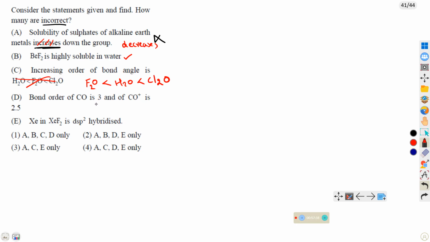Bond order of CO is 3 and bond order of CO plus is 2.5. This is also a wrong statement. Bond order of CO is 3 but bond order of CO plus is not 2.5. Bond order of CO plus is 3.5. Remember, this is the exception condition. Xenon in the XeF2 molecule is dsp2 hybridization. Wrong. It undergoes sp3d hybridization. So A, C, D, E. Fourth option is correct.